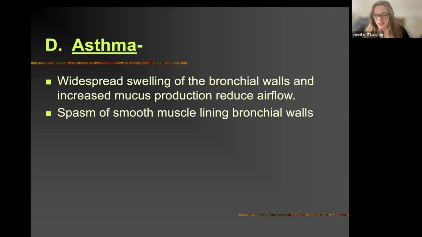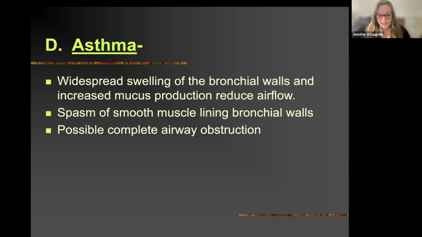With this, there's going to be an increase in mucus production, and the lumen of the airway will become more and more reduced. As that happens, you might hear your patient starting to wheeze as air is trying to go in and out of these really narrowed airways. It can lead to total airway obstruction. If that swelling and spasm of the bronchial wall becomes intense, you can actually have total obstruction of the bronchial airway.